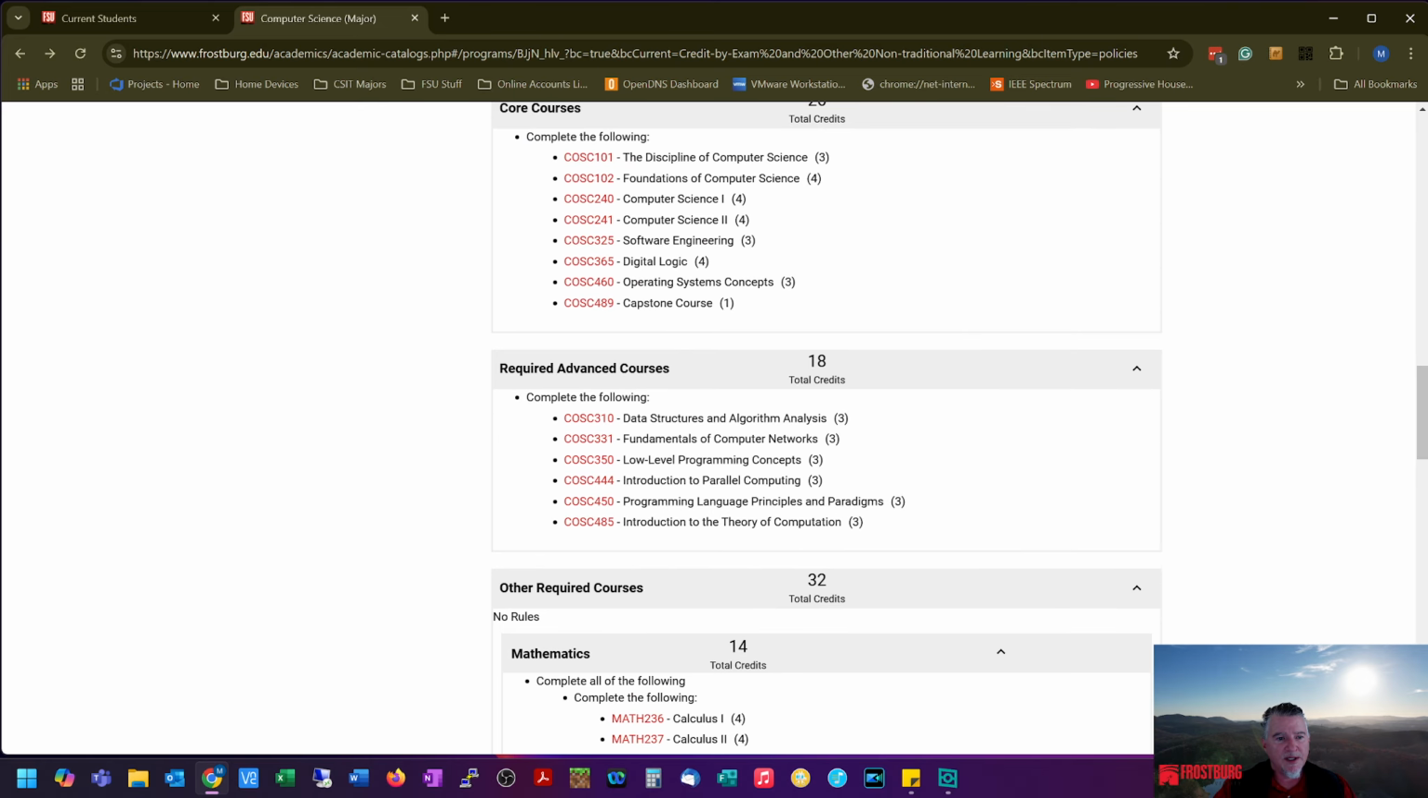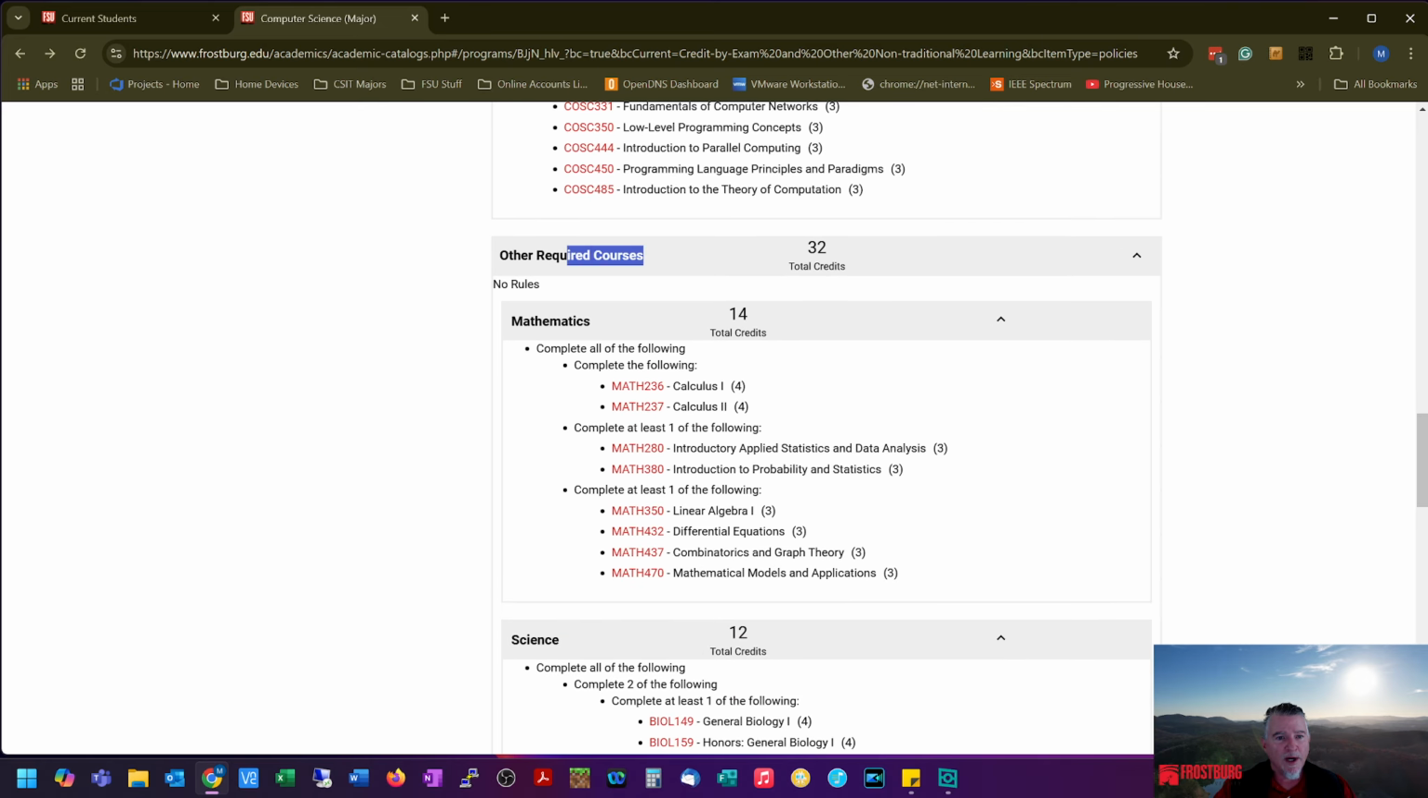Then it gets into the other required courses. You have 32 other required credits. You have some math that you have to do. And it says complete the following, complete at least one of the following, complete at least one of the following. So you just read along and you say, all right, so I have to complete Calc 1 and Calc 2. And then I have to complete one of these.